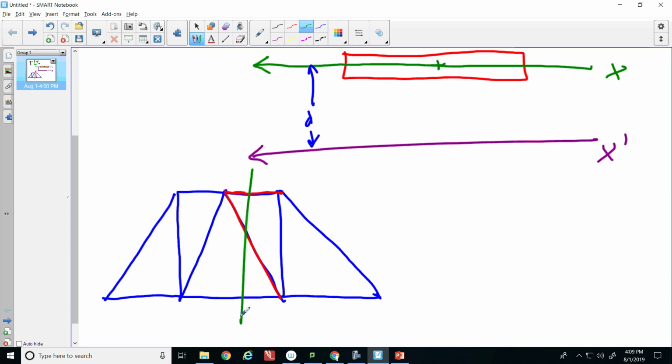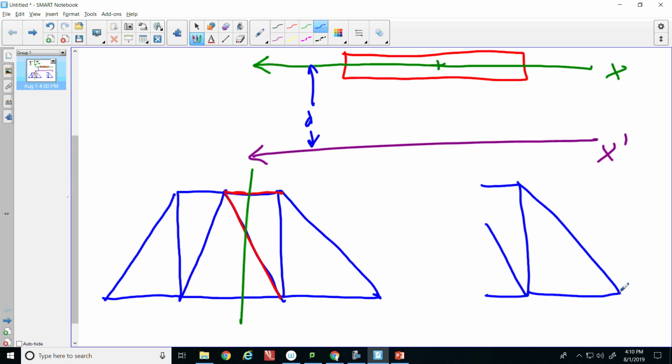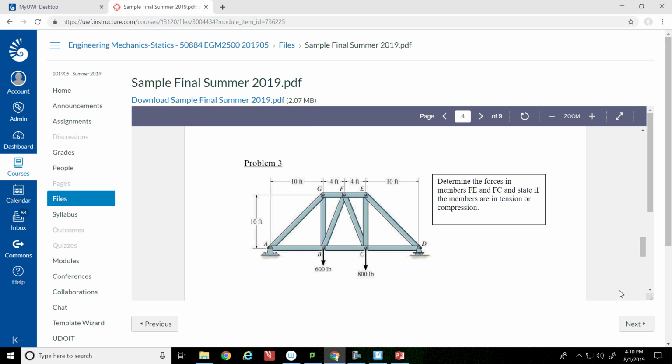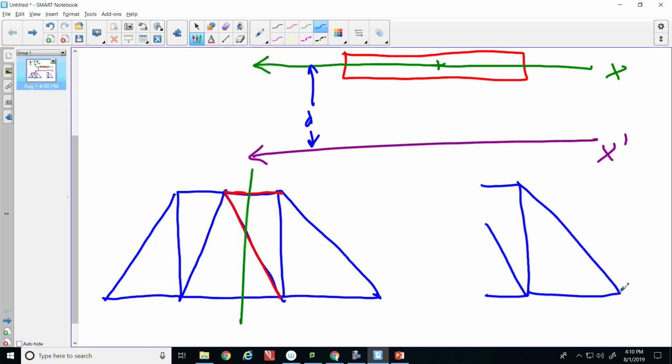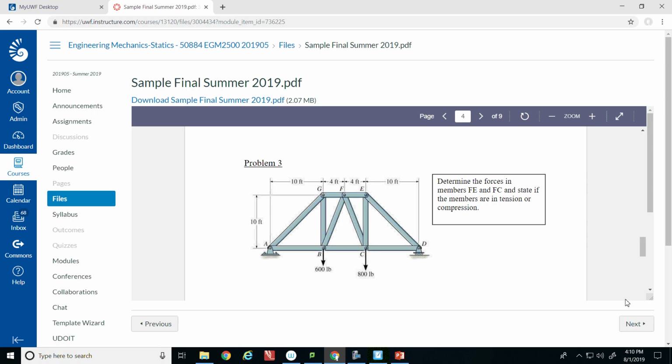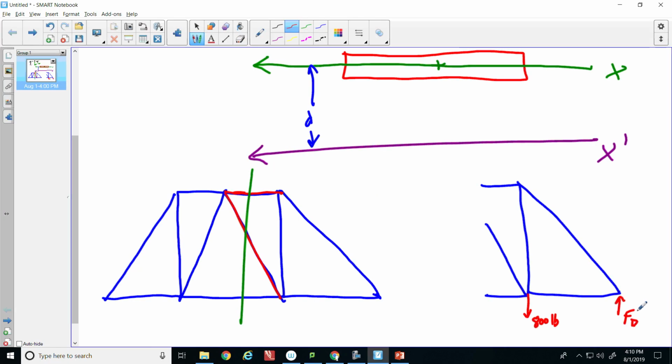So what happens when you do that? Well, you're left over with this piece. It's going to look like this. And then this is connected here. Okay? Like this. Now you can't forget, are there any loads on there? Yeah, there's a load at C, 800 pounds. So you still have to put it on. You can't forget about the 800-pound load. And you have to figure out what this load is here at D. You have to do that before you even do anything. You have to figure out what that FD is, right?